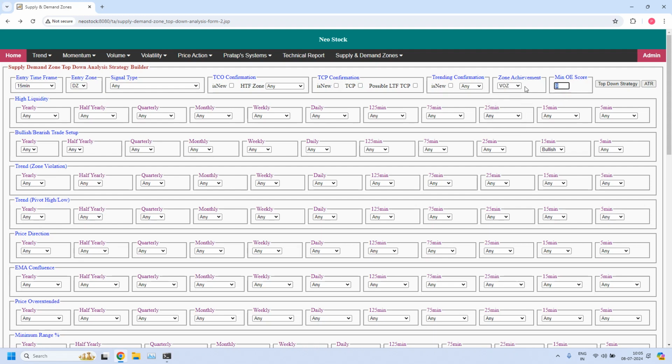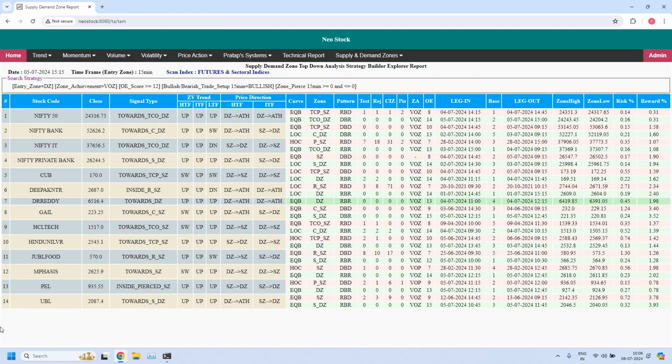Next filter, minimum odd enhancer score should be 12. With these values, I am filtering. So 14 stocks are filtered. These 14 stocks are supporting a bullish trade setup for daily income trade.